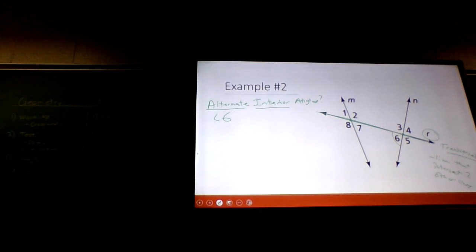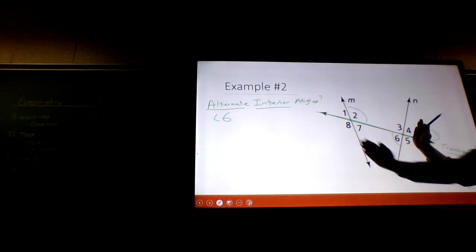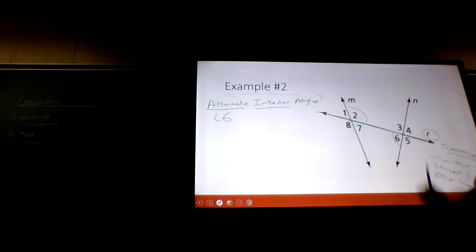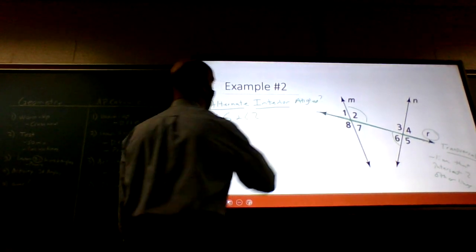Which one do you think it is if it's alternate interior? It's 2. And let me explain why. First of all, would you agree that 6 and 2 are on opposite sides of the transversal? Yes. Would you agree that angles 6 and 2 are kind of inside of the lines? Does that make sense? The name of the angle kind of explains what it is. Did I do a decent job of explaining that? Okay, that's what I tried to do in the video too. It's probably a lot better to see it in person though, right? So angles 2 and 6 are alternate interior angles.